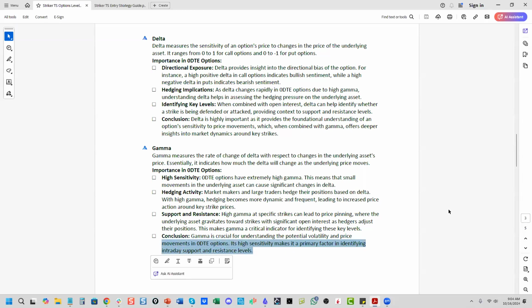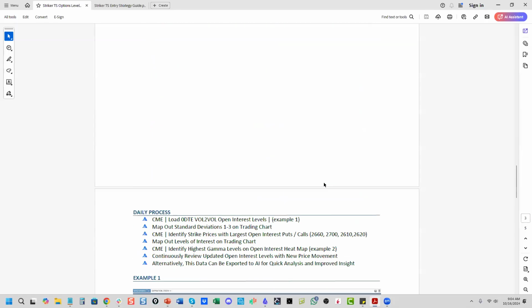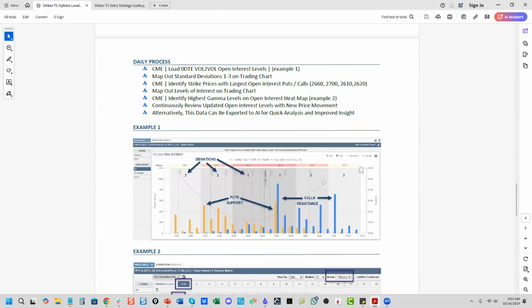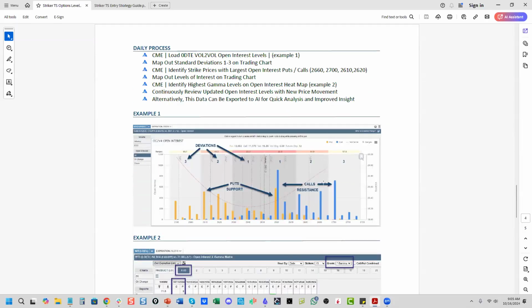If you took all of the Greeks and you just focused on gamma, that's all I want you to understand, okay? It's all we're learning here. So what we're going to do, and this is a daily process, is you're going to load the image like we talked about. That's that example 1, right? You're going to see the puts and the calls. We just talked about that. 1, 2, 3 standard deviations. And you're going to identify the bigger levels, okay?